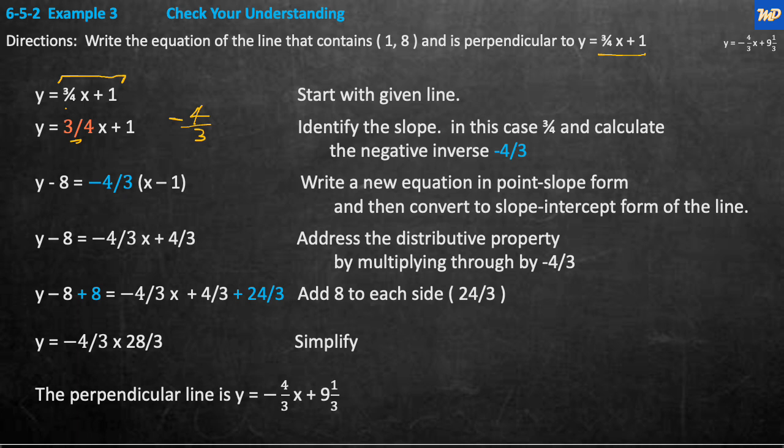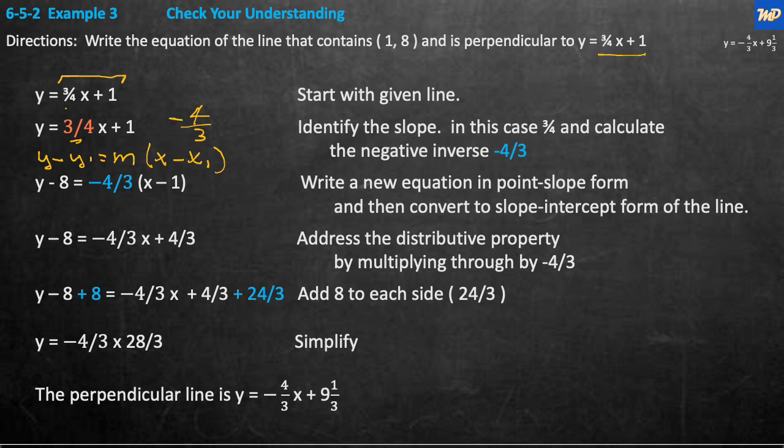It's pretty understandable. So what is the point-slope form? The point-slope form is y minus y1 is equal to, no, excuse me, go back to slope, is equal to m times x minus x1. That's the point-slope form of the line.